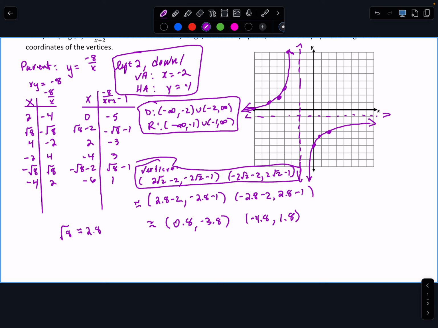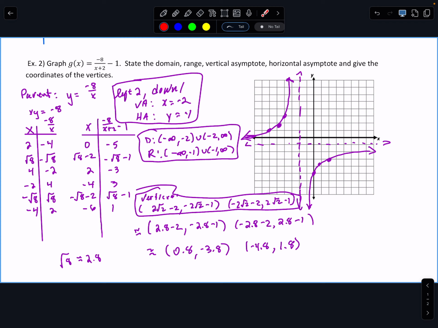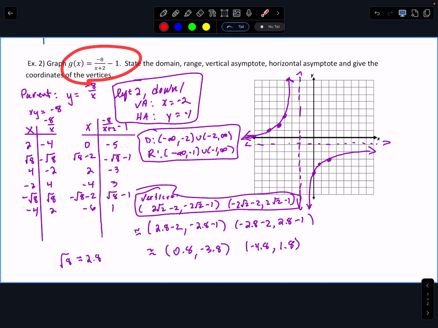And so far we have the translation, left 2, down 1, vertical, horizontal, domain, range, and the vertices listed. I think that's everything that was asked for. Any questions on that? So the big miss on people's homework from day 1 was that when it's in this form, there were not two tables. You need the two tables on tonight's homework due tomorrow, when it's in this form where it's been translated.